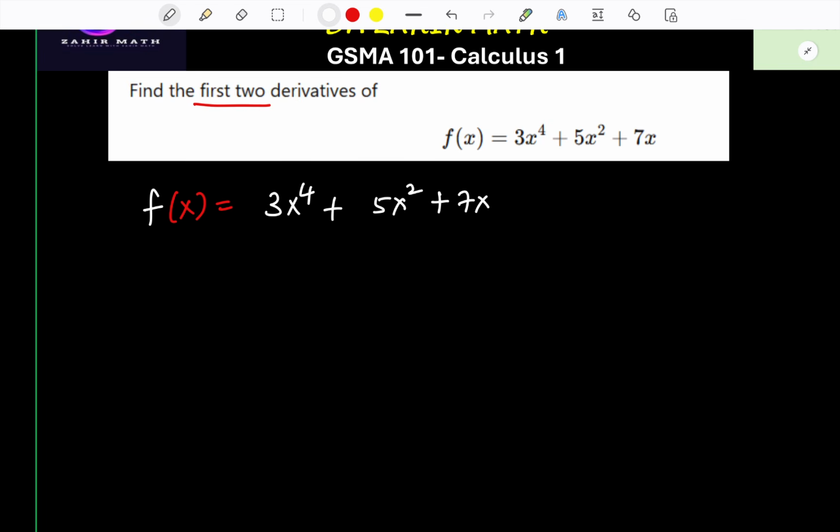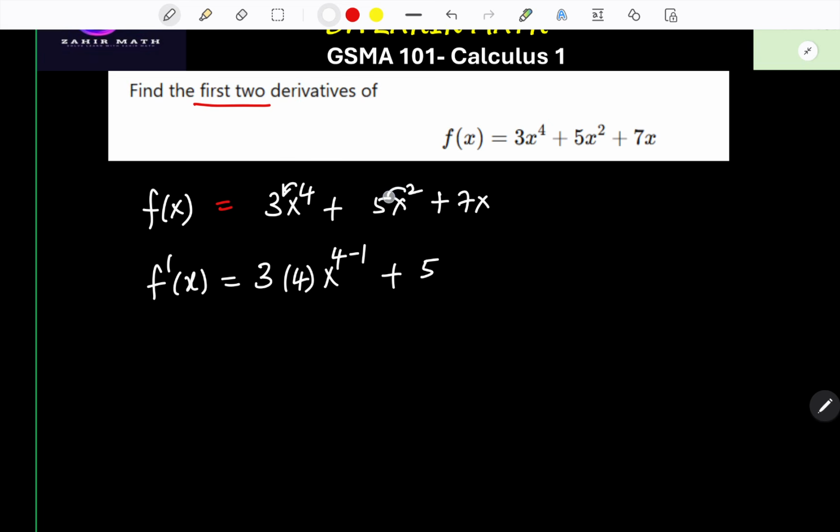Now we are going to start f of x. This is in another color. So write f of x. Now f dash of x is equal to 3, 4 comes down, x to the power of 4 minus 1. 5, 2 comes down, x to the power of 2 minus 1, plus 7, 1 comes down, x to the power of 1 minus 1. Everything I'm using the formula n x to the power of n minus 1.